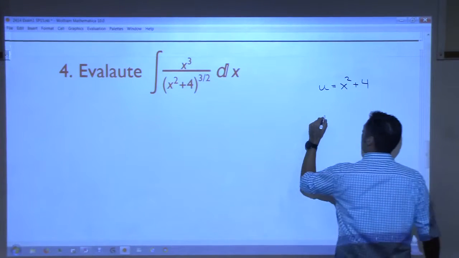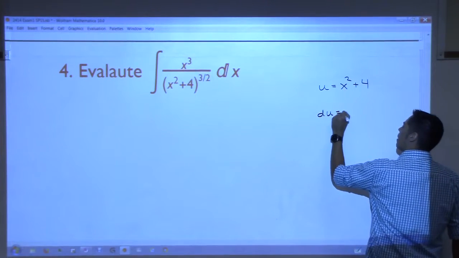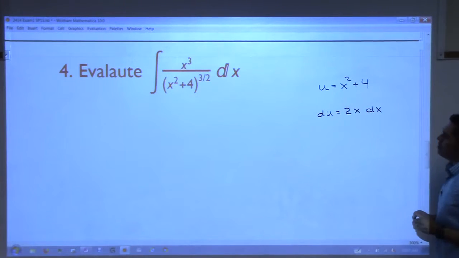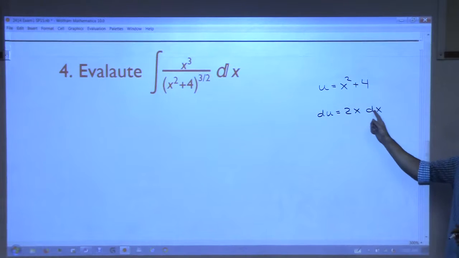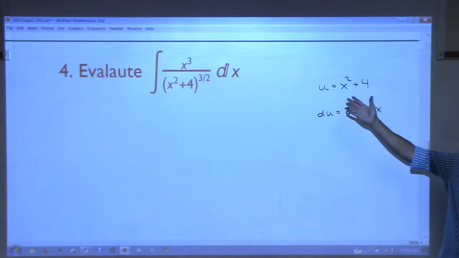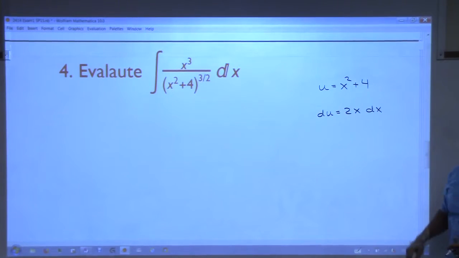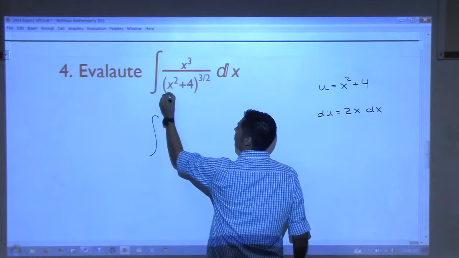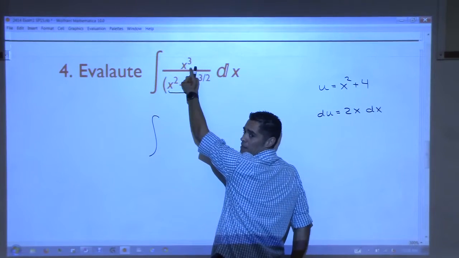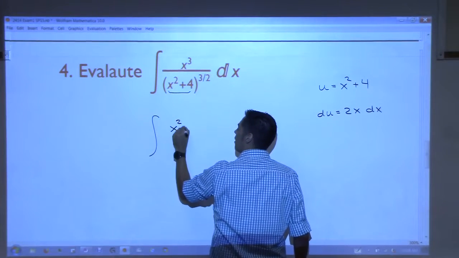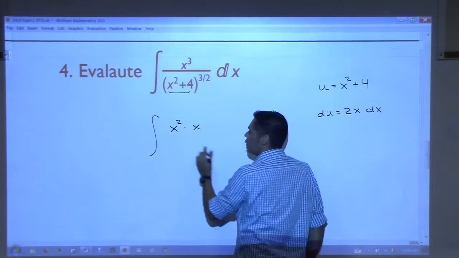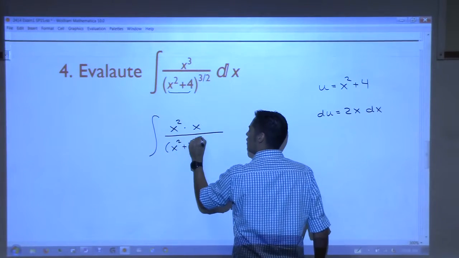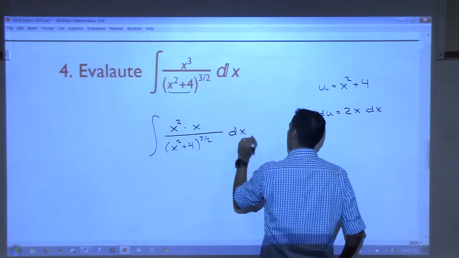Let's see what happens. The derivative of this is 2x dx, right? Now you do not have a 2x dx. But what can you do? So, this one right here, right? You can split that as an x squared times an x, can't you? And then on the bottom, you still had this x squared plus 4 to the 3 halves, and then the dx.